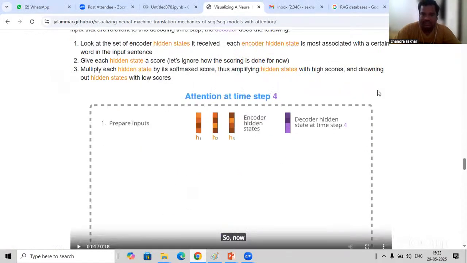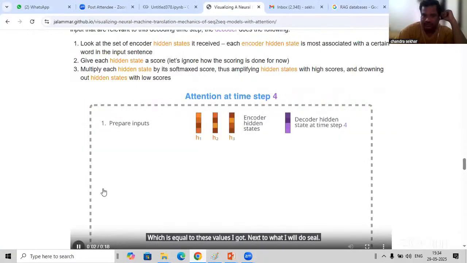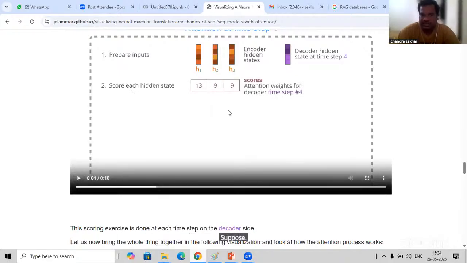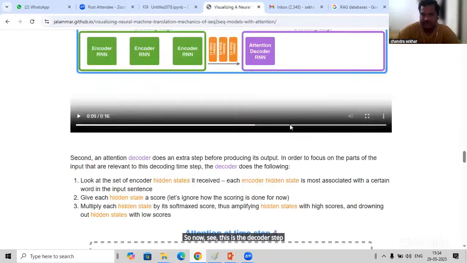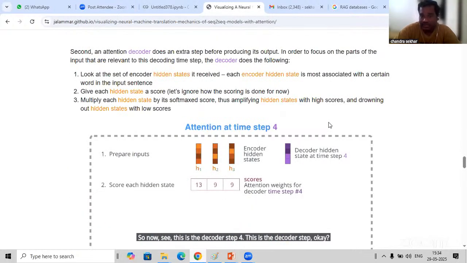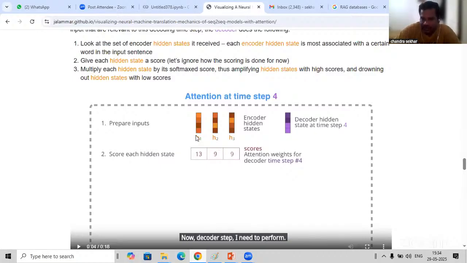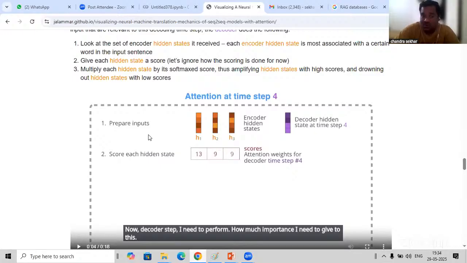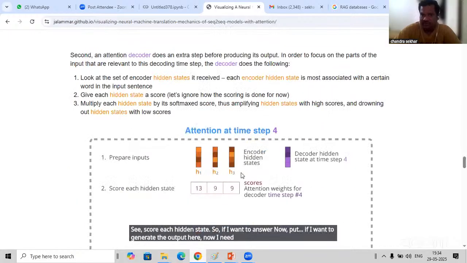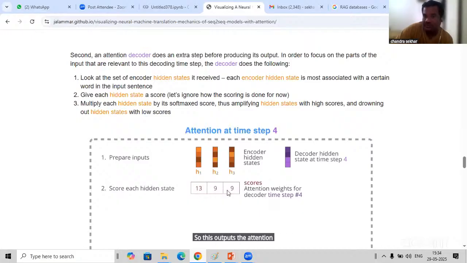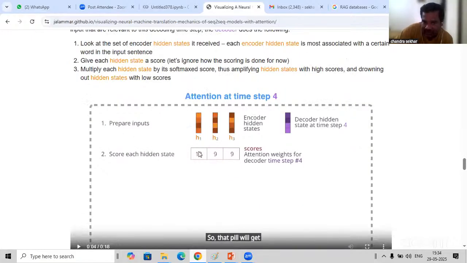So now we have 3 hidden values. Next, assume that we score each hidden state. Now attention weights for decoder step 1. This is the decoder step I need to perform. How much importance do I need to give to each hidden state? Score each hidden state. If I want to generate the output here, these are the attention weights. The first hidden one will get more weightage, and these two will get lesser and equal weightage.